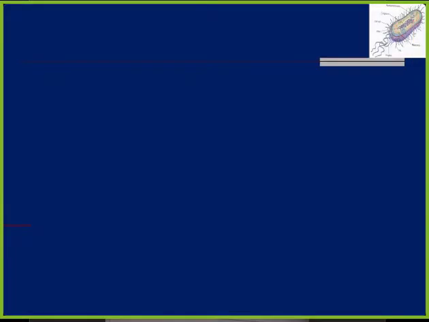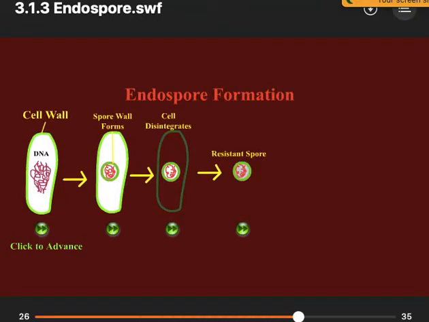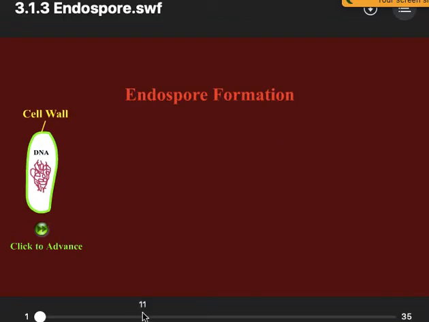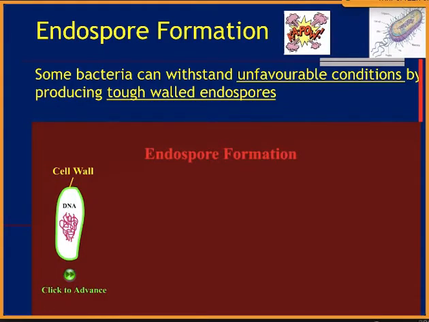Okay, so we'll just do a couple of minutes of endospores. The chromosome gets an endospore that goes around it. This isn't the best animation, and the rest of the cell is going to die. So you only get this when things are bad. And then at the very end here, you can see that once conditions are favorable again, the cell returns. So if things aren't right, the cell will try and protect itself.